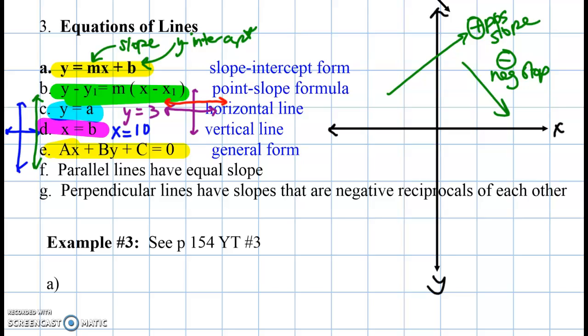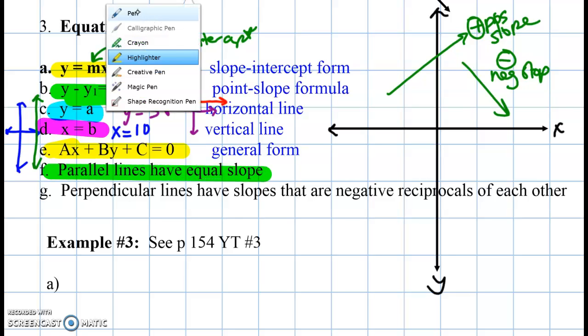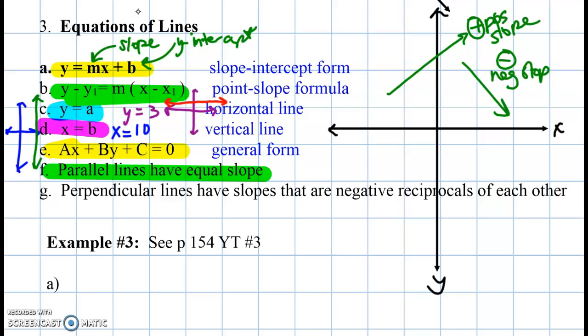F reminds us that parallel lines have equal slopes, which makes sense if you consider 2 lines, this line here with that positive slope, and this line here. Obviously they're the same tiltedness, so they would have equal slopes. M is the same for those lines.